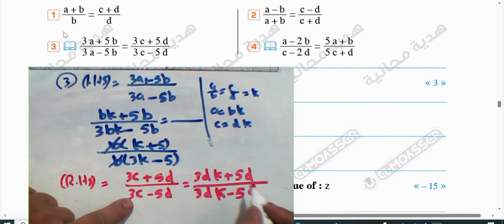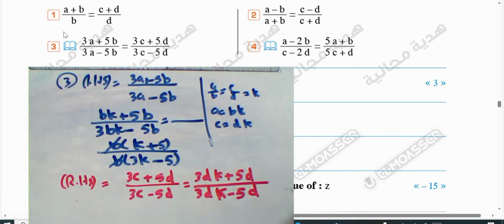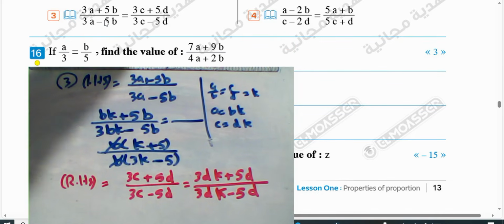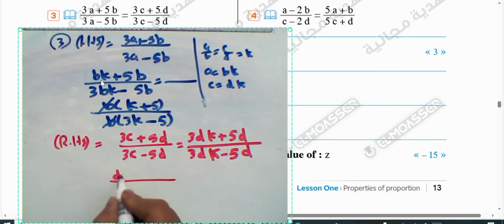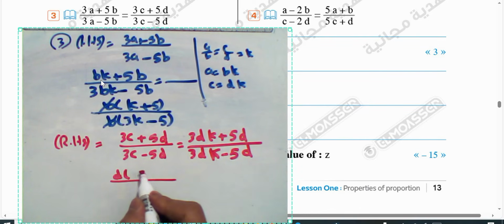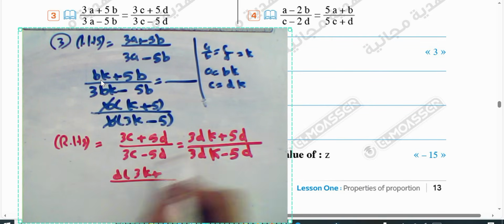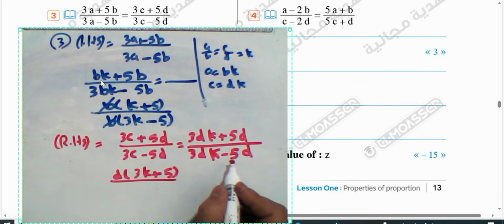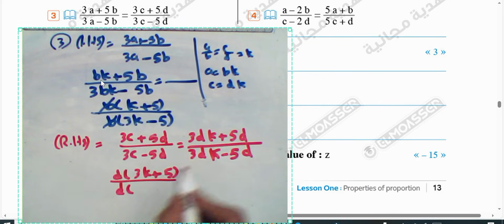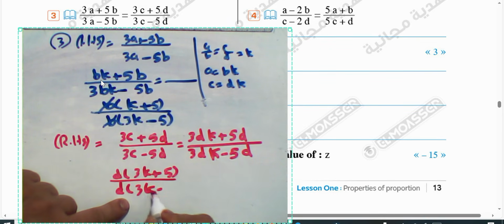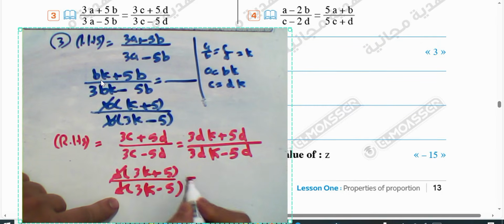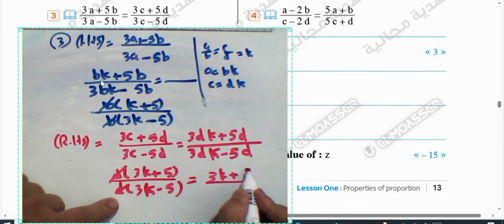Okay, you can write a common factor to simplify this expression. The common factor was d. Write d as common factor. 3dk divided by d equals 3k, 5d divided by d equals 5. And down you can write d as common factor also. 3dk divided by d equals 3k, subtract 5d divided by d equals 5. You can cancel. The result will be 3k plus 5 over 3k minus 5.